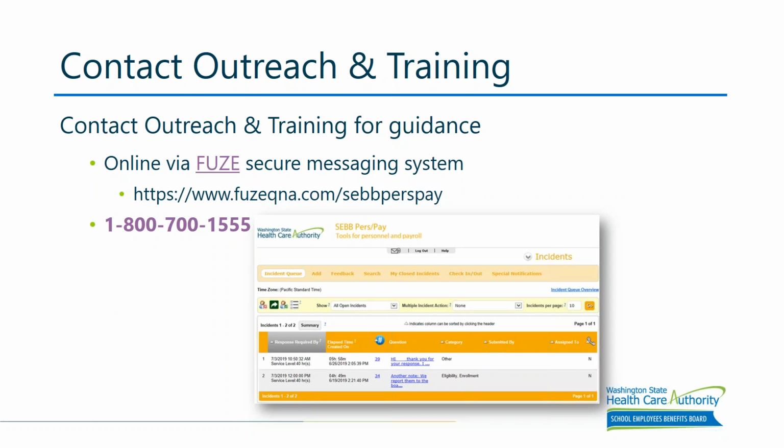So know that during annual open enrollment, we do have the SEBB open enrollment period and PEB, and that the messaging system and phone lines can be pretty busy. So do be patient. If you are sending in a message via Fuse and you want to check on the status of that and you reopen it and send a new message, you're going to be put at the back of the queue. So if you have new questions, open a new Fuse message. Or with emergencies, you can go ahead and give us a call.